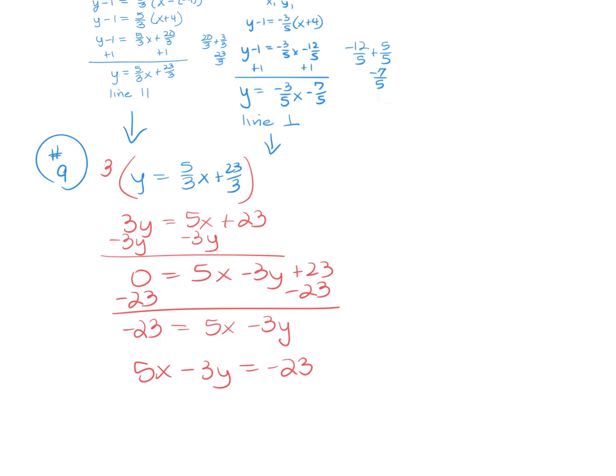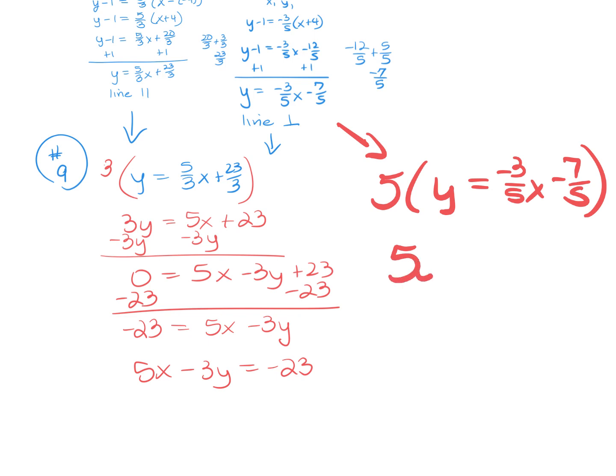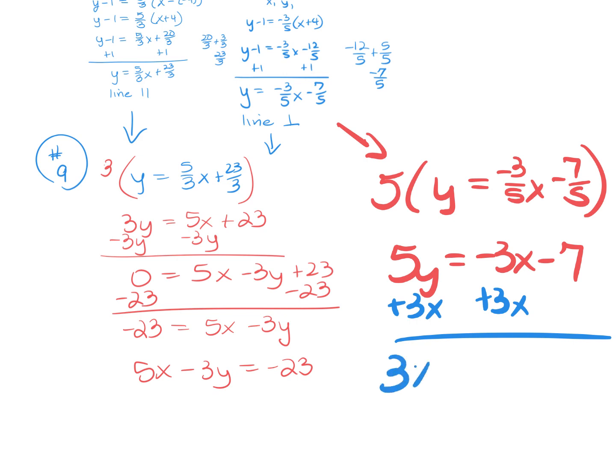And now for the perpendicular, again, this time I'm going to multiply it by 5. So my equation was y equals -3/5 x minus 7/5, distribute a 5. I get 5y equals -3x minus 7. So now this time I'm just going to add the 3x, and 3x plus 5y equals -7.